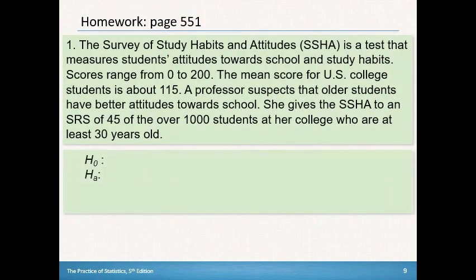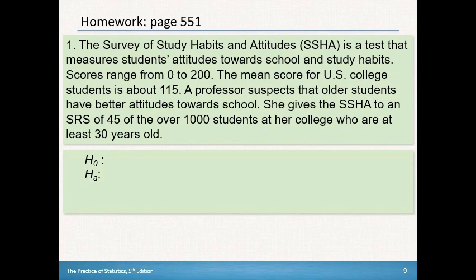All right, so here's an example. This is actually, I think, one of our homework problems. The Survey of Study Habits and Attitudes is a test that measures students' attitudes towards school and study habits. Scores range from 0 to 200. The mean score for U.S. college students is about 115. A professor suspects that older students have better attitudes towards school.